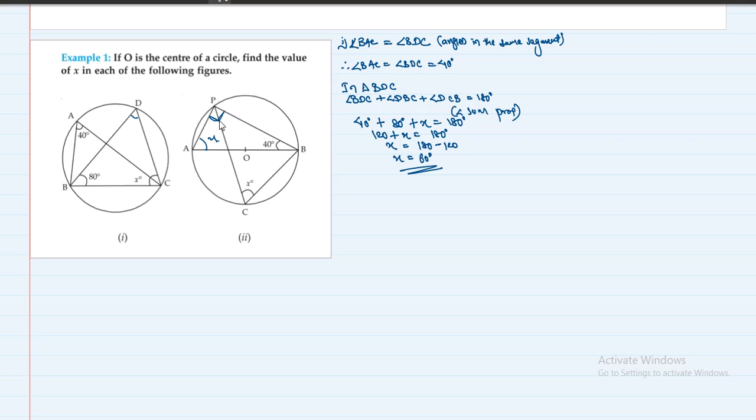Why is this angle 90 degrees? Angle in a semicircle is always a right angle.